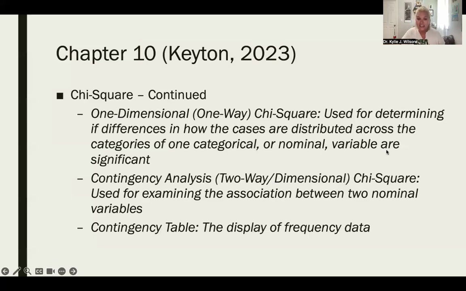We have a contingency analysis, which is two-way, two-dimensional chi-squares. We use this for examining the association between two nominal variables, okay? So we've got the difference between Taylor and X and Taylor and Travis for satisfaction. Now we're going to compare the two, satisfaction with X and satisfaction with Travis for the fans, okay? And then the contingency table is just displaying that data to your audience.